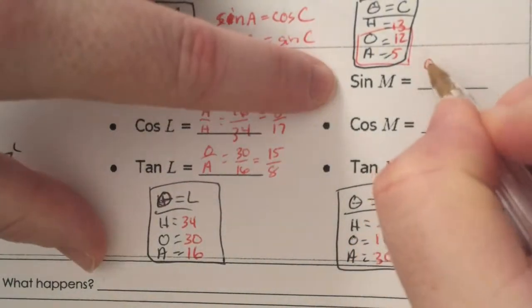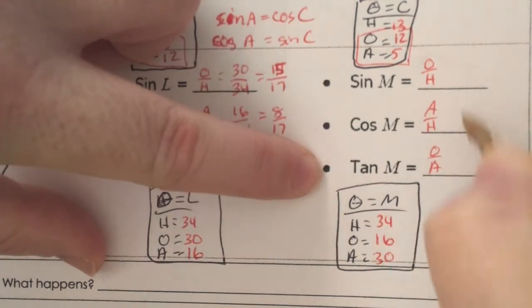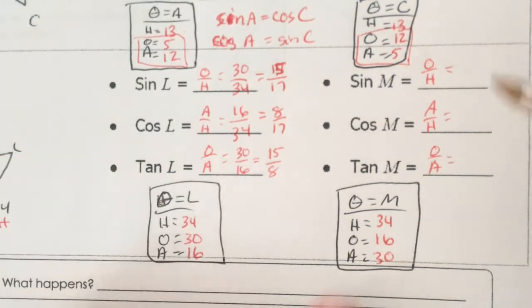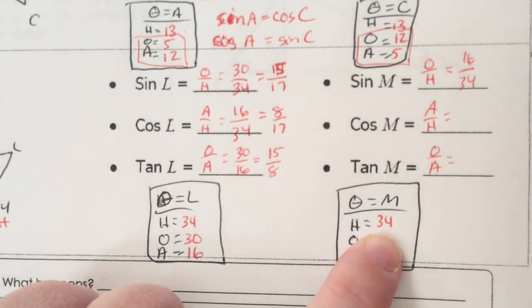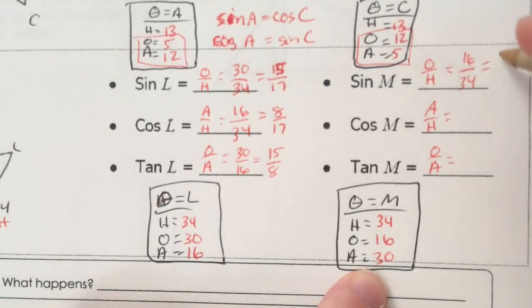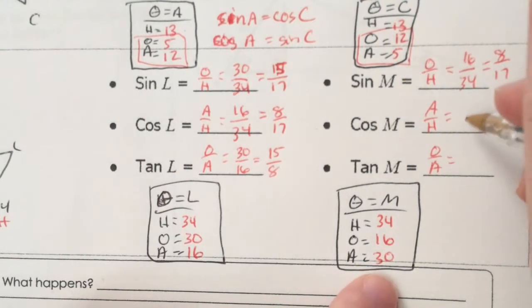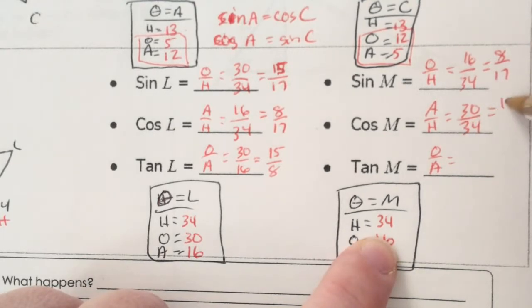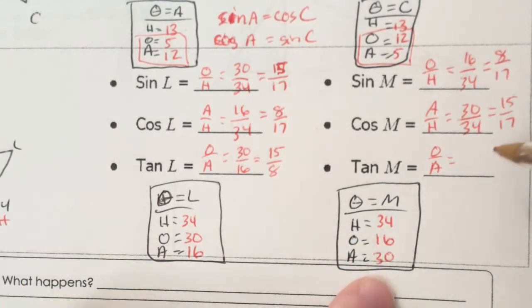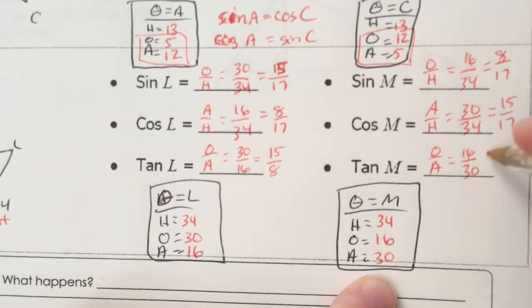Okay, so, ka, toa. All right, let's plug it in. O over H, that would be 16 over 34. If you simplify that, you get 8 over 17. Your cosine, A over H, that is 30 over 34, and when you simplify that, you get 15 over 17. And O over A, you get 16 over 30, and when you simplify that, you get 8 over 15.